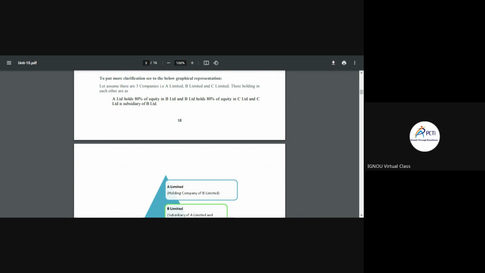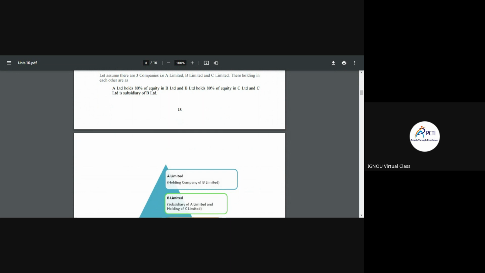And they are, and there is a holding in each other. In the case of the first one, A Limited holds 80% equity in B Limited, B Limited holds 80% equity in C Limited, and C Limited is a subsidiary of B Limited.